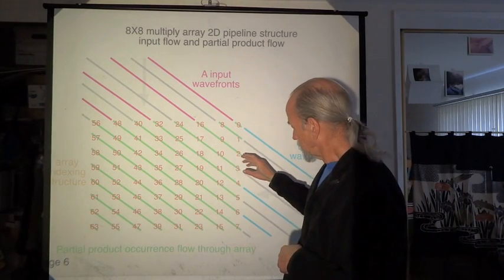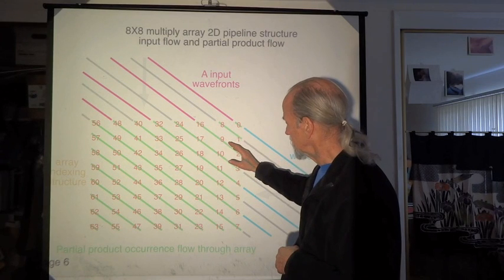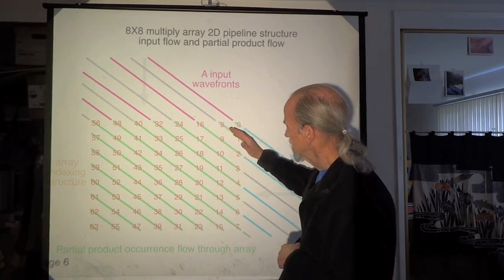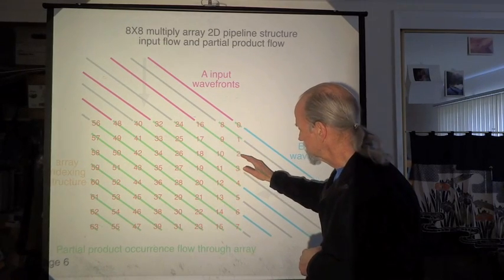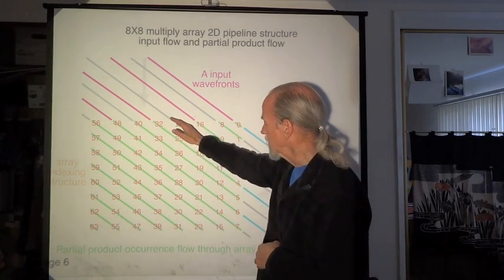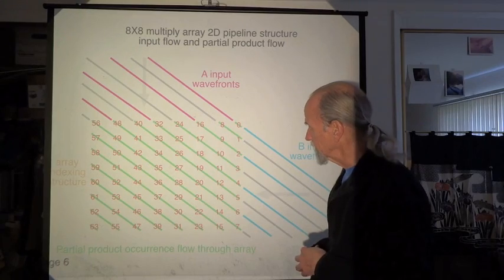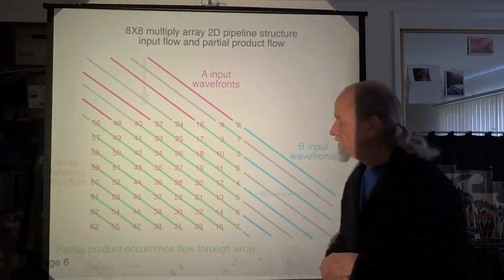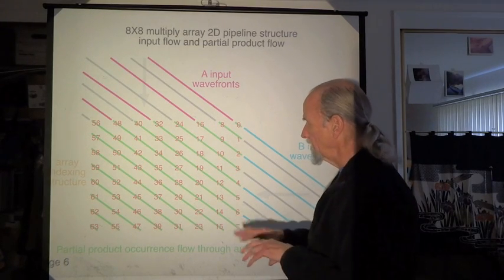And they will succeed each other, right? So this will be the first set of partial products produced. A little bit later, this set of partial products will be produced. A little bit later, this set will be produced. So there are waves of partial products flowing through the array, and they're not wavefronts.